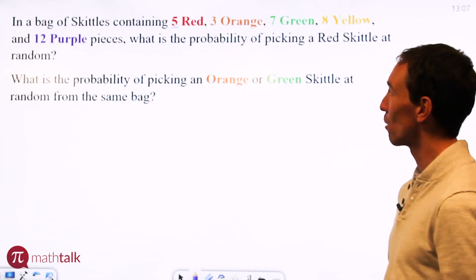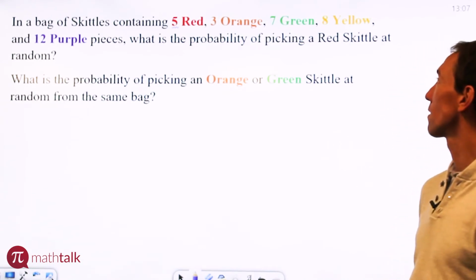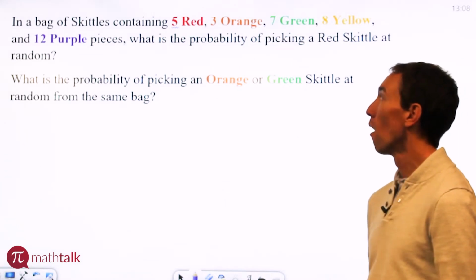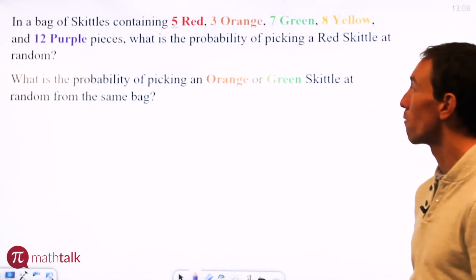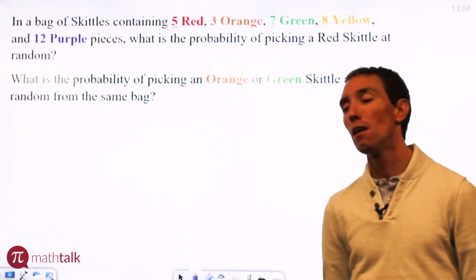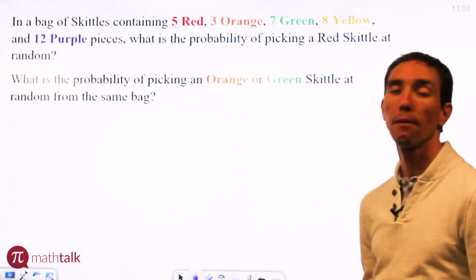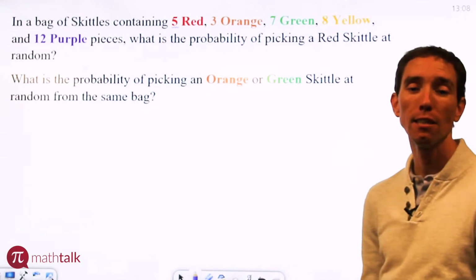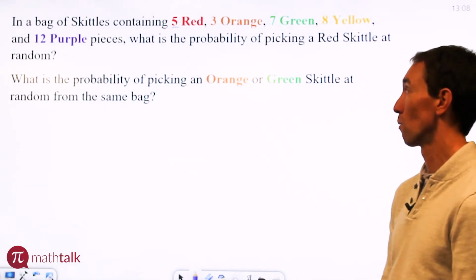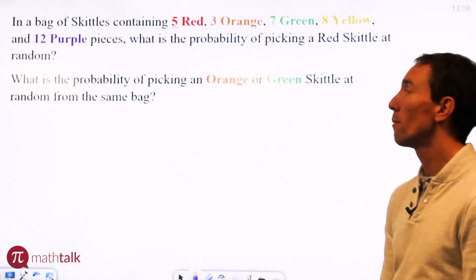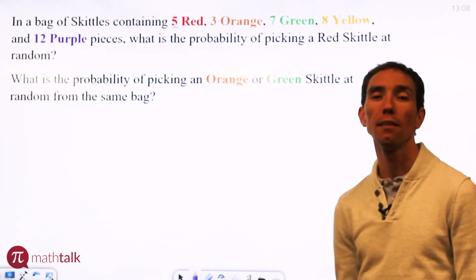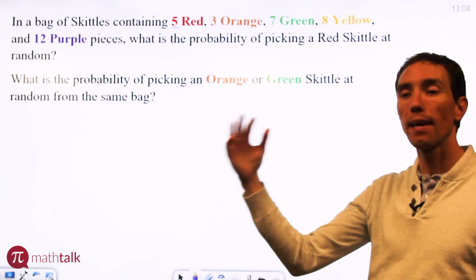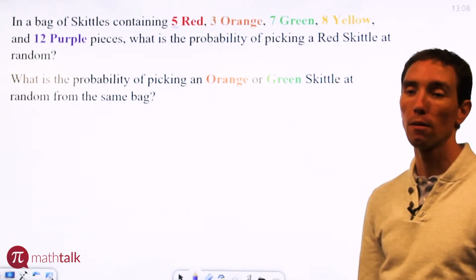So it says in a bag of Skittles containing 5 red, 3 orange, 7 green, 8 yellow, and 12 purple pieces of candy, what is the probability of picking a red Skittle at random? So probability can be represented in several different ways. I think the easiest is probably a fraction, and that's what I'm going to use for this one. So to find the probability, the fraction is going to be on the top, the expected outcome or what you're trying to get, and on the bottom you have the total possible outcomes.